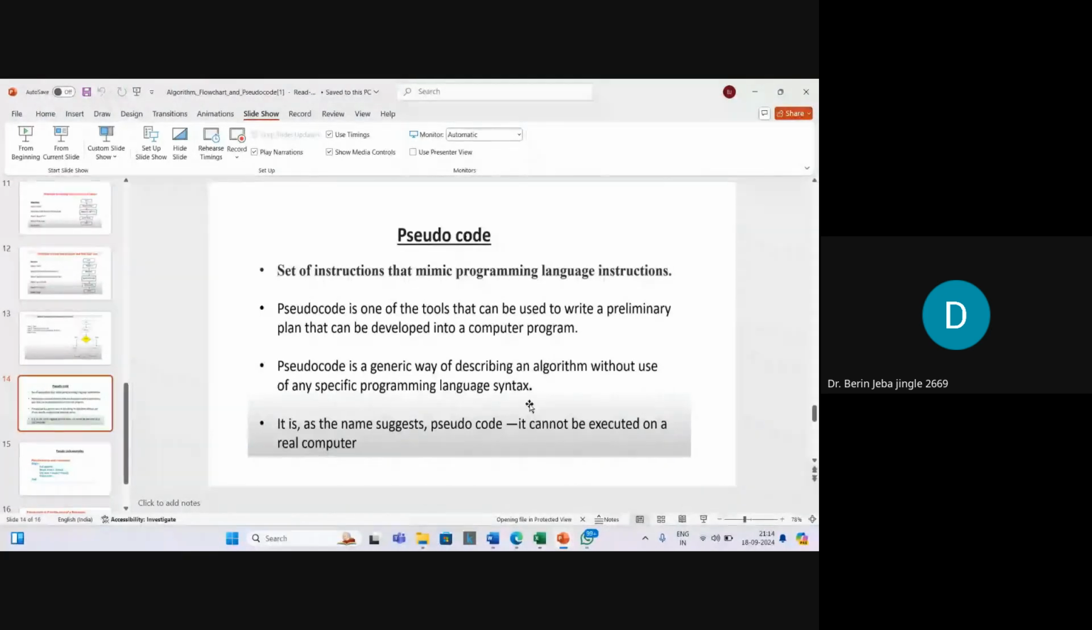As the name suggests, it is a false code. Pseudo means false code. It cannot be executed in a real computer. Just for understanding, to solve big problems, we can use this pseudocode, then we can convert it to a programming language. So it is a false code, not a true real programming language.